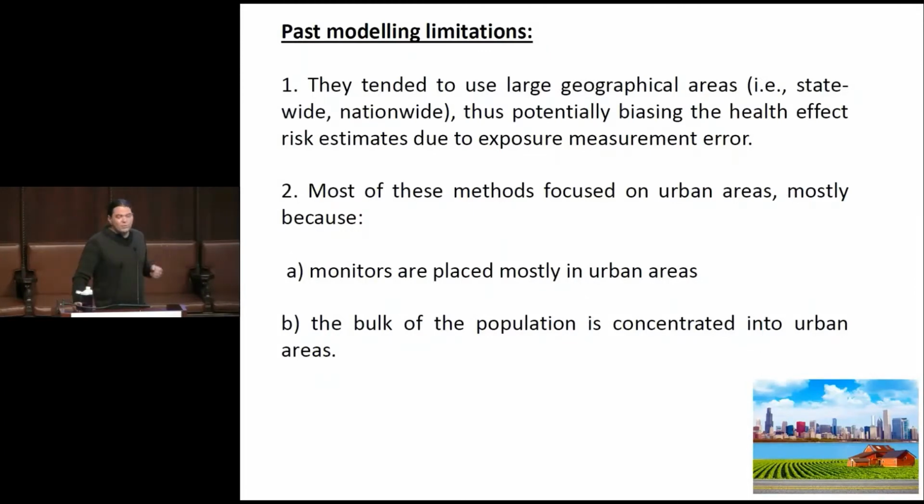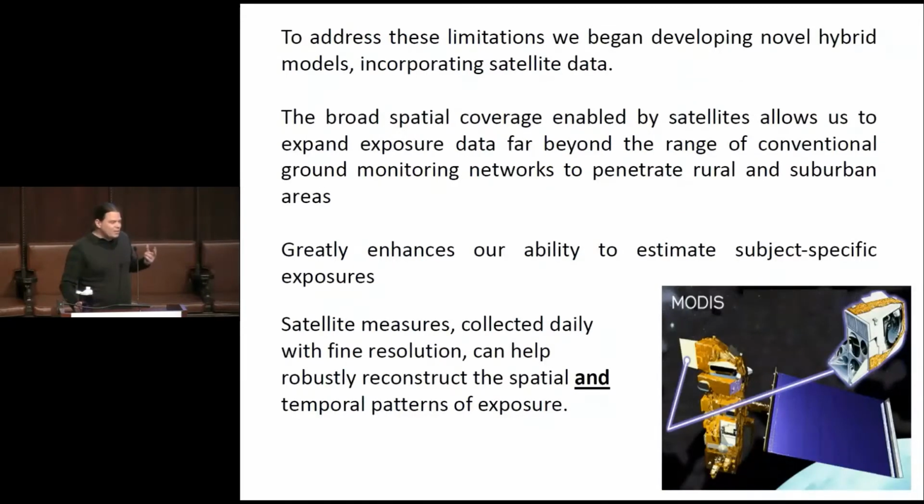First of all, they tended to use large geographical areas such as state or nationwide resolutions, and thus potentially biasing the health effect risk estimate due to exposure measurement error. And also, a lot of these models use monitors which are focused on urban areas because the monitors are located there and the population is centered around these urban areas. To avoid these limitations, we started developing new hybrid modeling methods to incorporate satellite data.